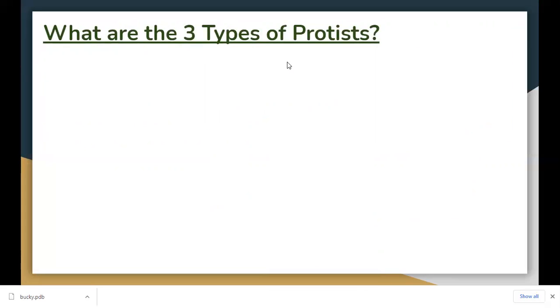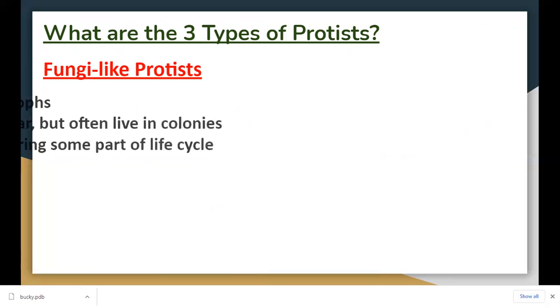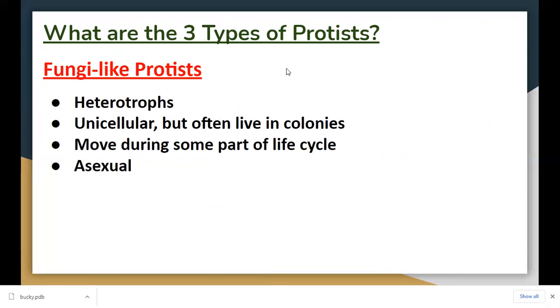Then the third type of protist is the fungi-like protist. They are heterotrophs. That means they have to eat something else. They can't make their own food. They're unicellular, but they often live in colonies. You can't really tell they're unicellular because they're all together. They move during some part of the life cycle and they reproduce asexually.